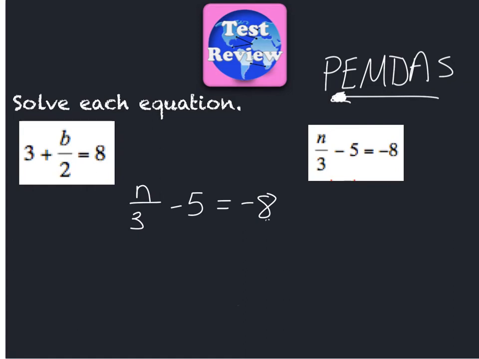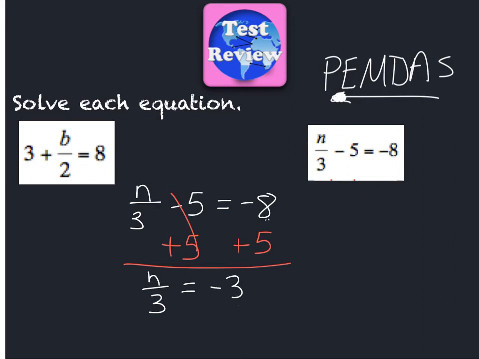So here again, we would get rid of the minus 5 first. And how do we do that? The opposite of minus, or the opposite of a negative, would be a positive. So we'd add 5, and that would cancel these out right here. But whatever we do on one side, we do on the other side. That's your laws of equality, properties of equality. n over 3 is going to be equal to negative 3.